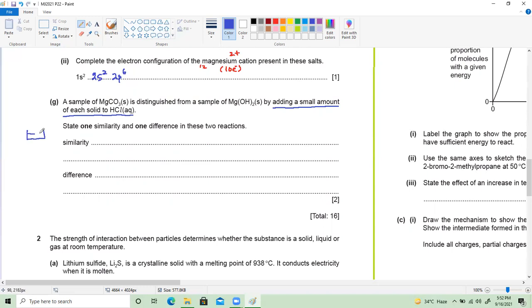Suppose in the beaker there is hydrochloric acid, and we are putting a piece of magnesium carbonate into it. So what will we see? We'll see bubbles of a colorless, odorless gas.